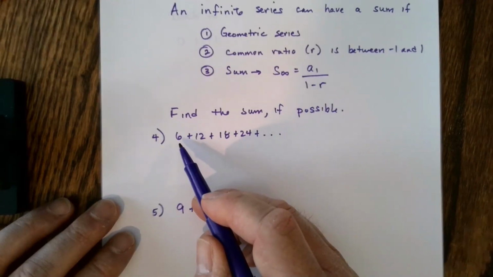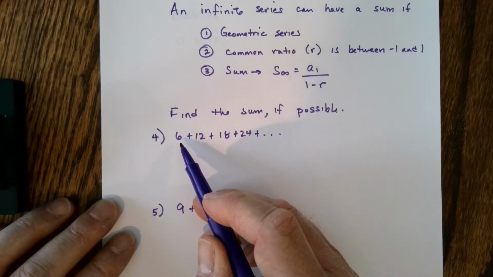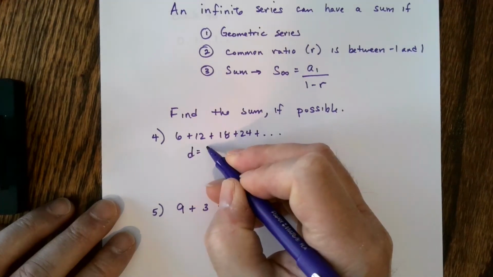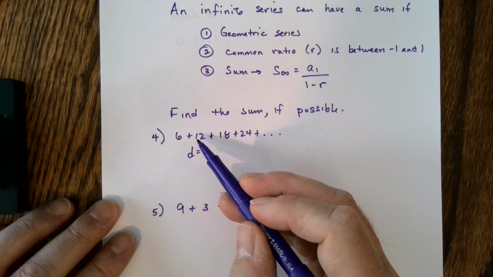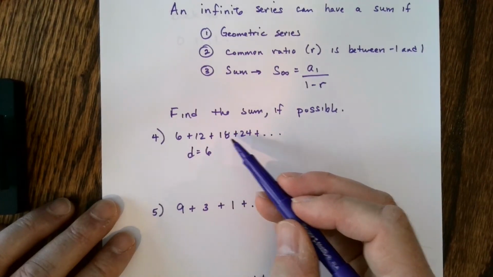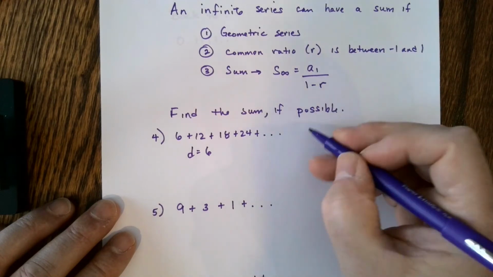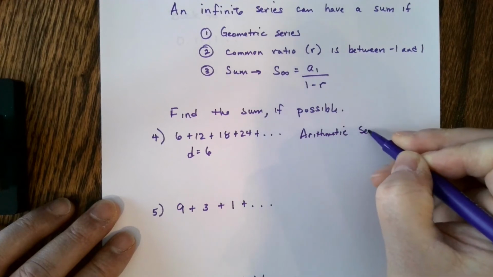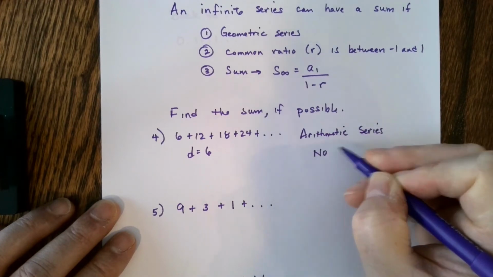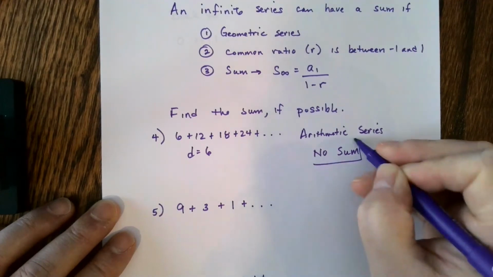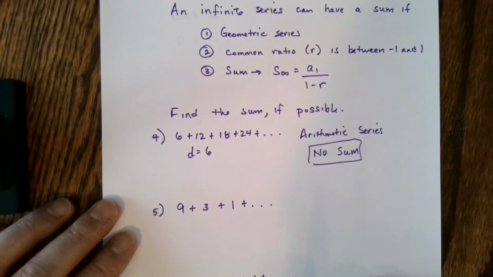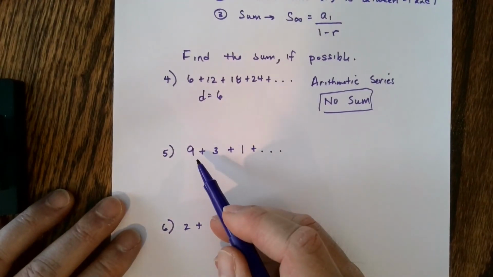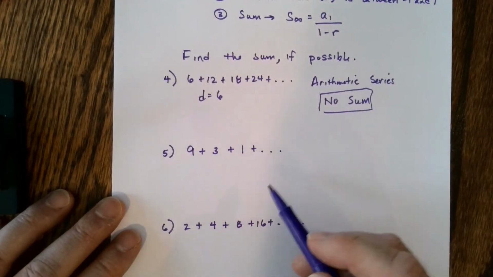We're asked to find the sum if possible. For problem number 4, which by inspection is an arithmetic series, it has a common difference of 6. As you can see, 6 plus 6 is 12, 12 plus 6 is 18, 18 plus 6 is 24. Since this is an arithmetic series, it has no sum. You would just write this as your answer, no sum. In problem number 5, we notice that we have a geometric series.